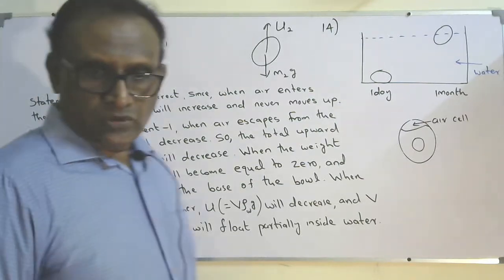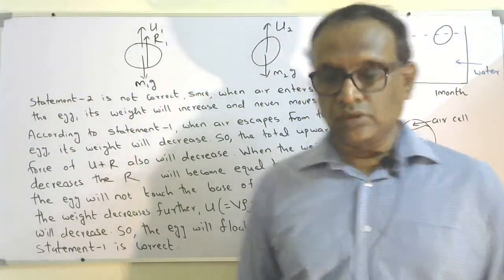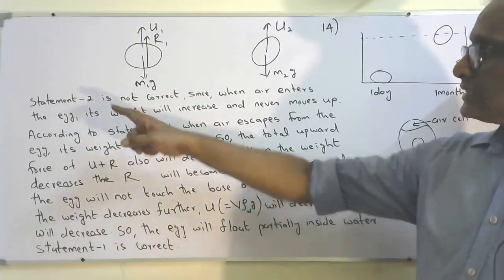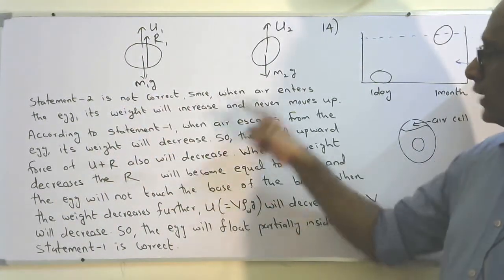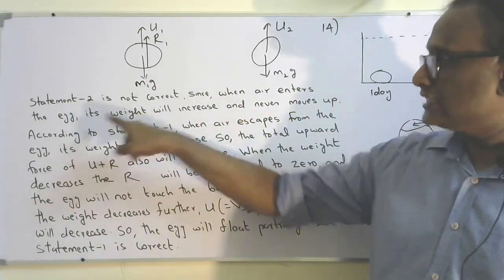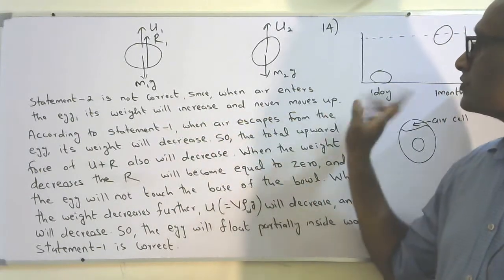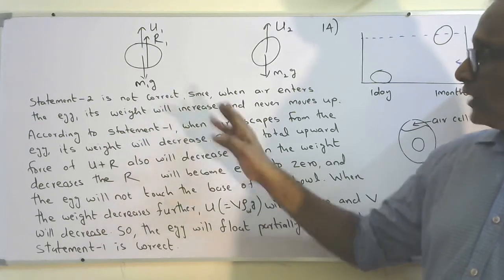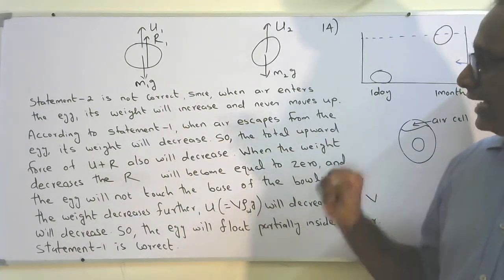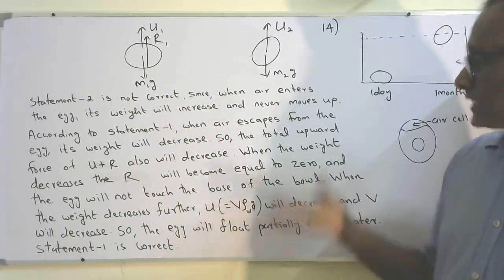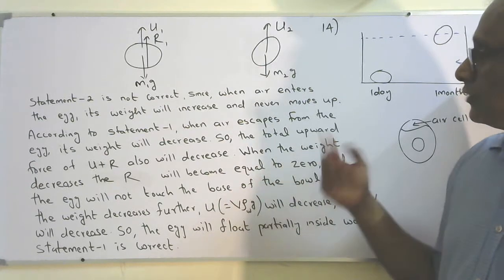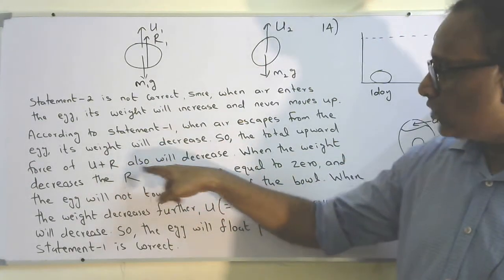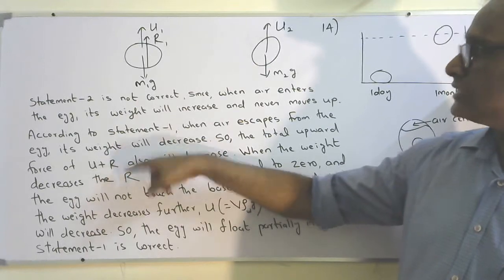Right, so I gave the full answer for this question. I can say statement 2 is not correct, since when air enters the egg, its weight will increase and never moves up. So the egg will not move up. According to statement 1, when air escapes from the egg, its weight will decrease. I already explained all. So the total upward force, that is U plus R, also will decrease because U plus R is equal to mg.